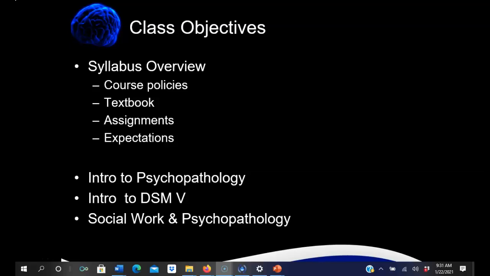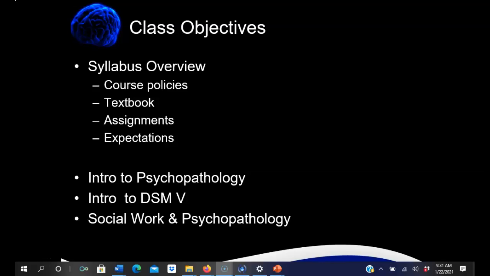However, there may be slight differences between the readings and some of the assignments that are listed on your syllabus and on Blackboard. There may be times that I add more readings to Blackboard, maybe remove some readings from Blackboard as we move along through the course, but for the most part, your different weeks should be very similar to what you're seeing on Blackboard.